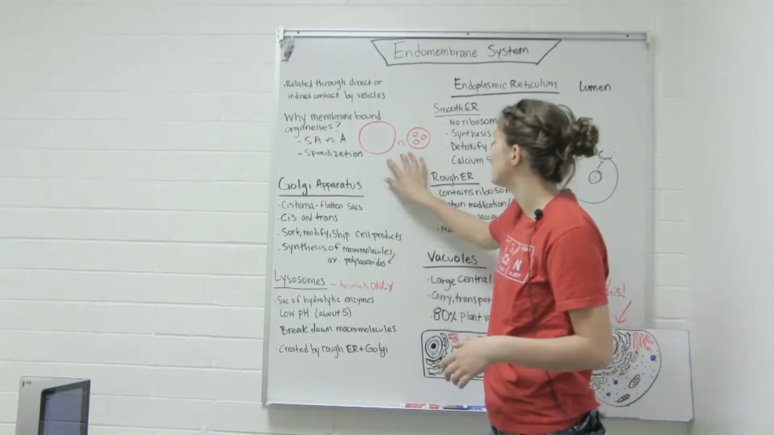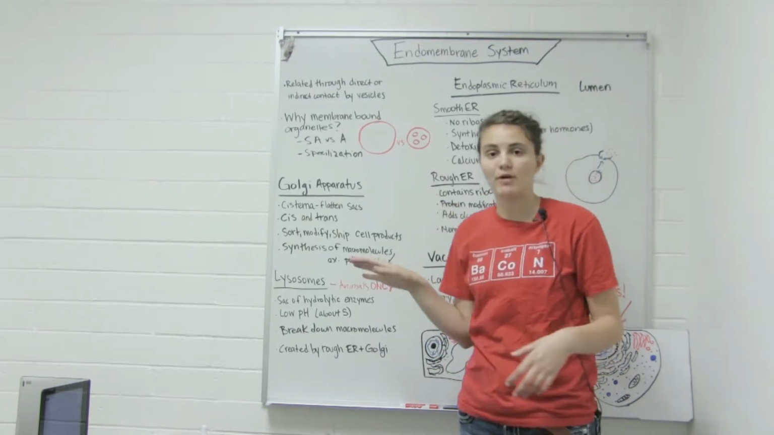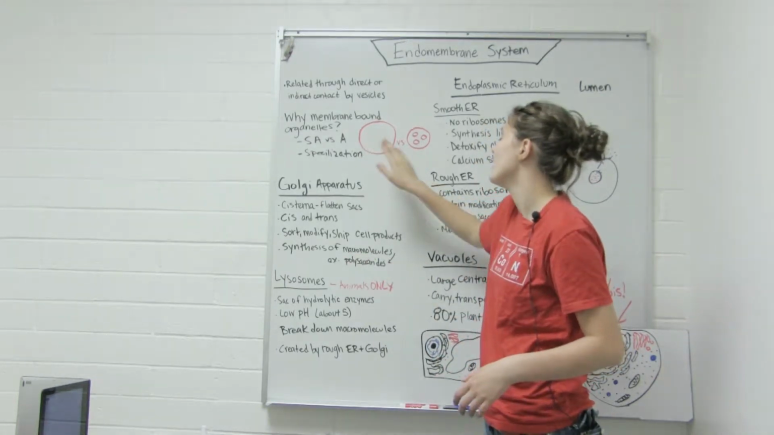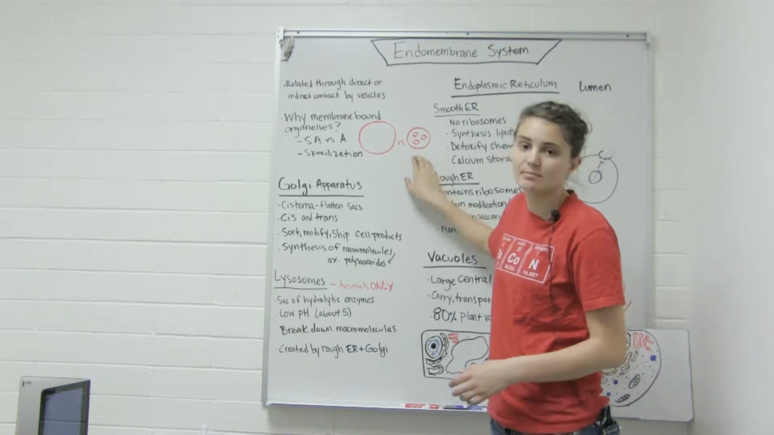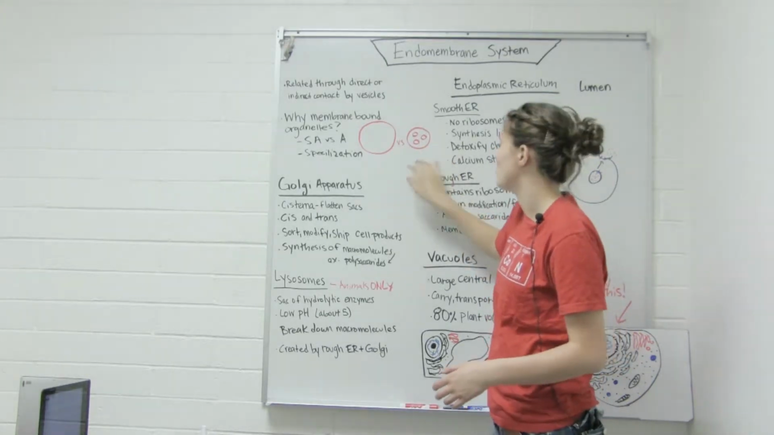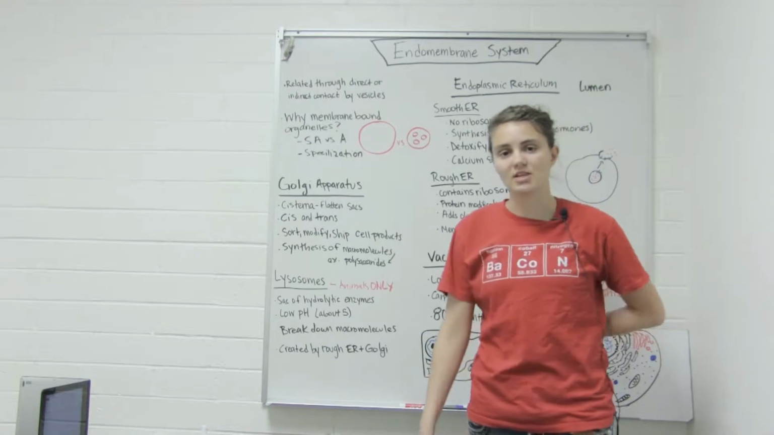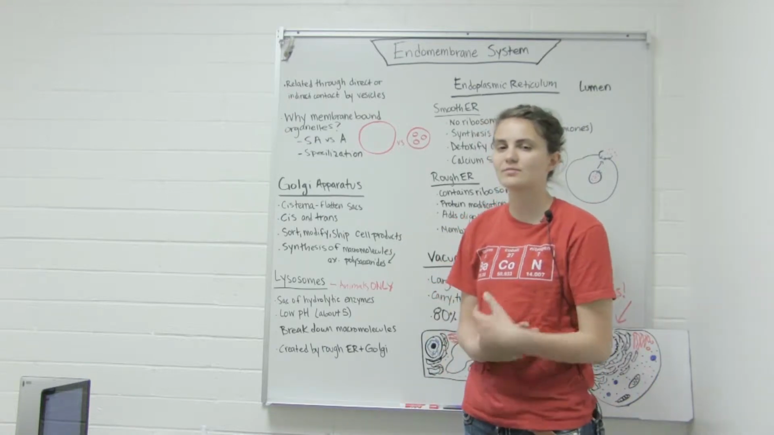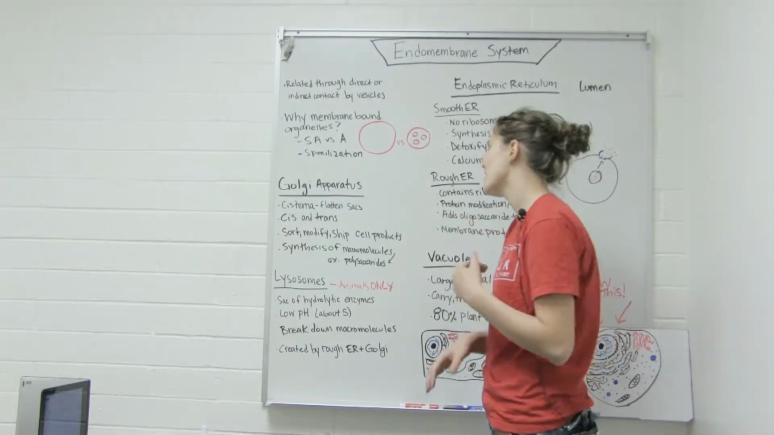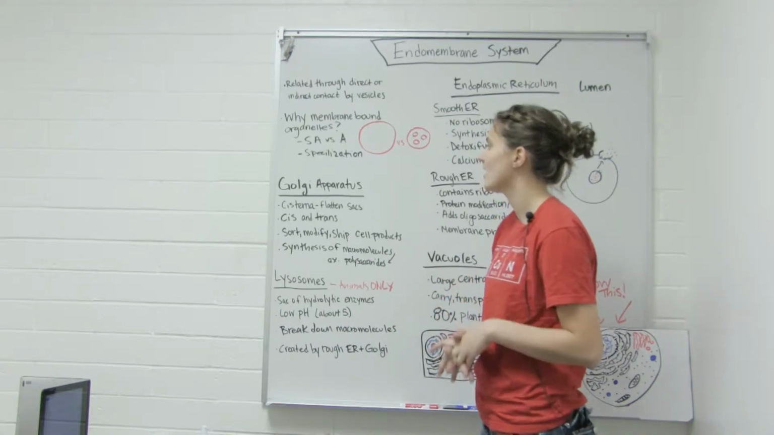So for example, these two have about the same amount of red. This one has a lot more area. This one has less area, but just as much membrane, which is what we want. And then the other reason is specialization. It allows them to have different and specialized functions that we're going to see today.